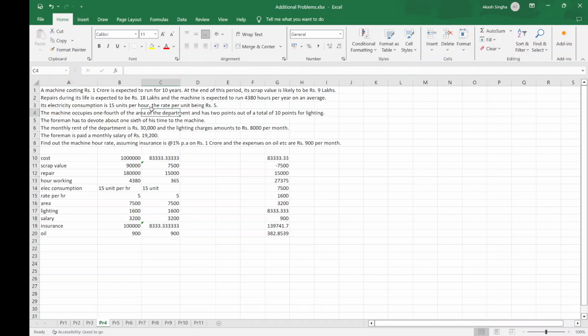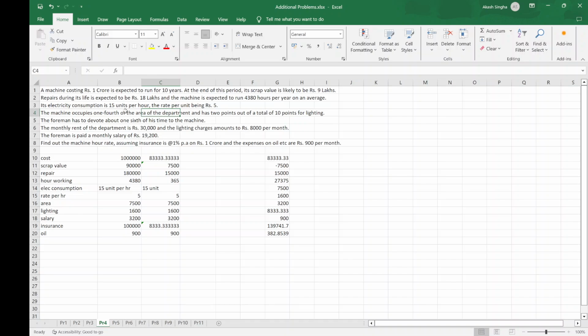A machine costing 1 crore is expected to run for 10 years. At the end of this period, its scrap value is likely to be 9 lakhs. Repairs during this life are expected to be 18 lakhs. And the machine is expected to run for 380 hours. Its electricity consumption is 15 units per hour and the rate per unit is 5 rupees.